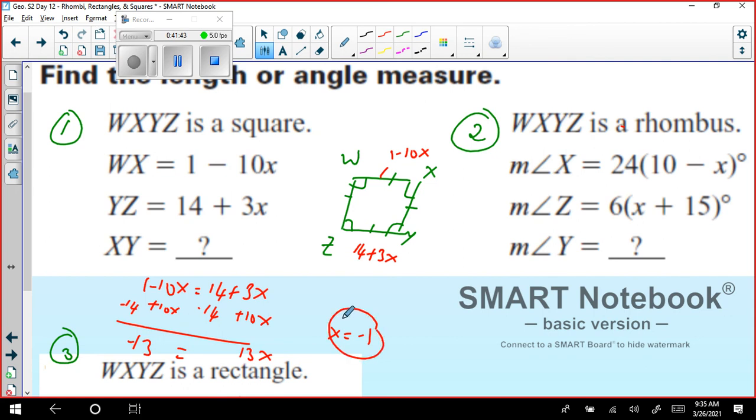Okay, we can substitute in any of them. Let's substitute here. Negative 1 times 10 is 10, 10 plus 1 is 11. So WX is 11. If WX is 11, each of these sides is 11. So this is also 11 and this is also 11. So I can say XY equals 11.